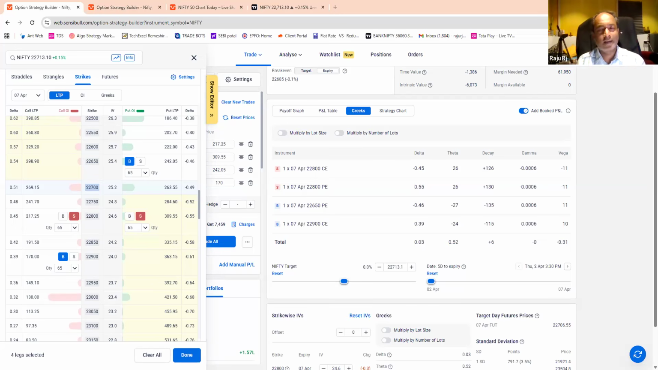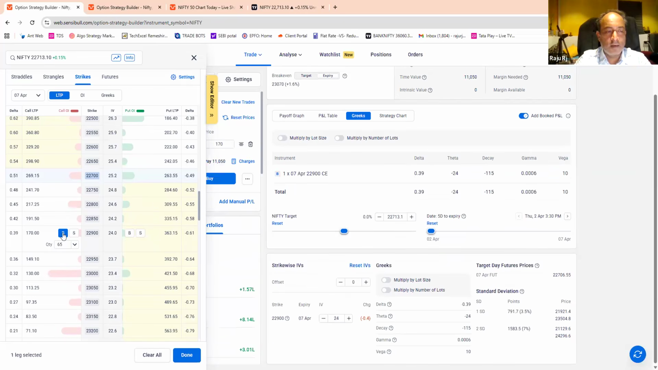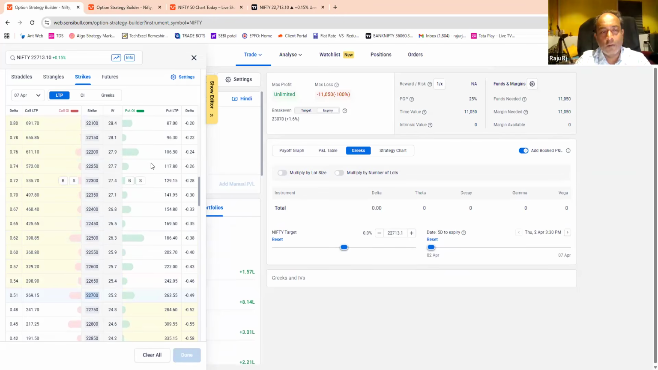There are few strategies which we build on the gamma, the gamma blast, with a delta neutral strategy. People call it a delta neutral strategy. I will show you what a delta neutral strategy is. You should not be confused. A delta neutral strategy is nothing but, if you are an option seller, selling the same delta value of call and put.